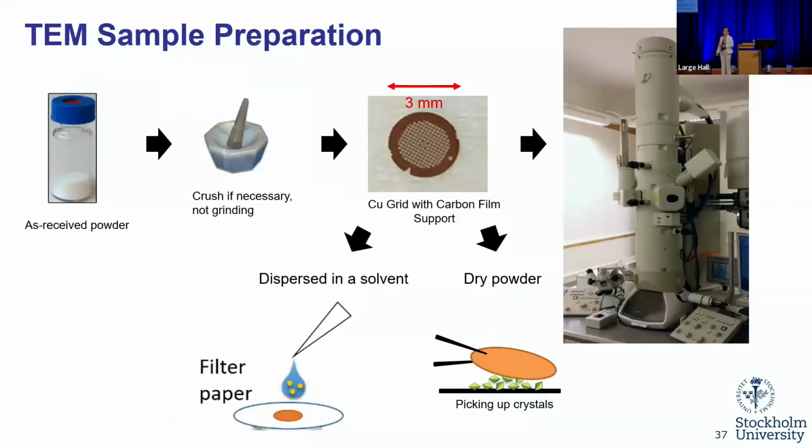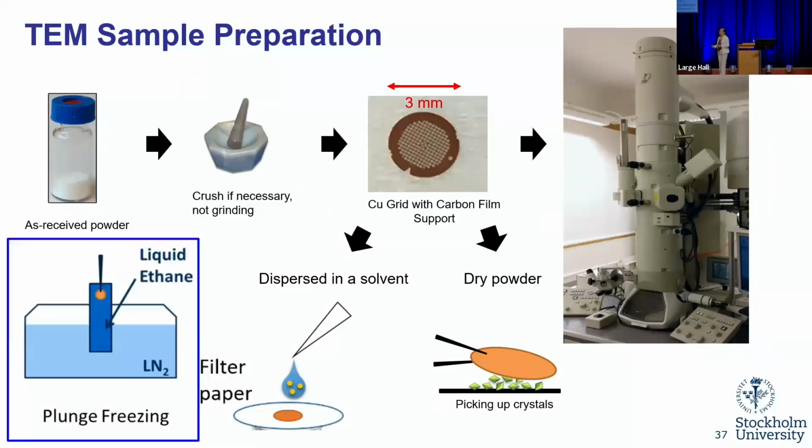Many people ask how difficult it is to prepare the sample. It is much easier than single crystal X-ray diffraction, because you just have a powder, and if it is large, you probably crush it to make it smaller and spray it onto the carbon grid. You can also use dry powder if your sample is sensitive to solvent: pick the crystal and charge the grid a little bit so you can get some crystals on it. Or if your sample is stable, you can disperse it in solvent and put a drop or two on a filter paper on the grid.